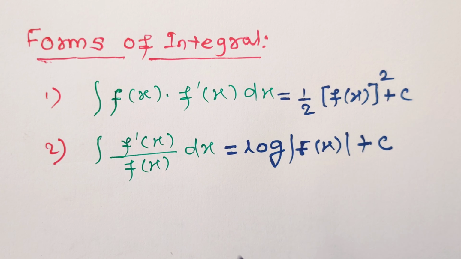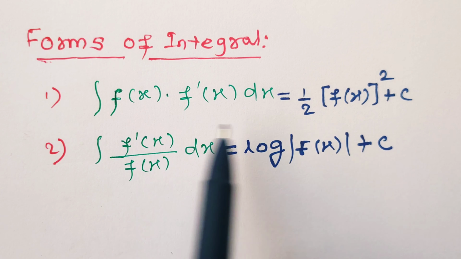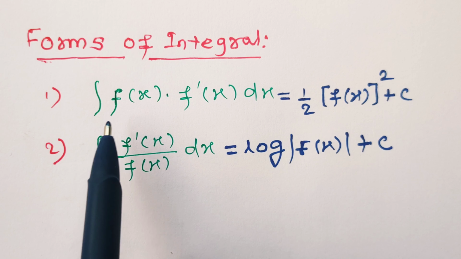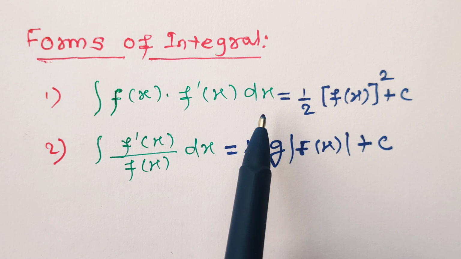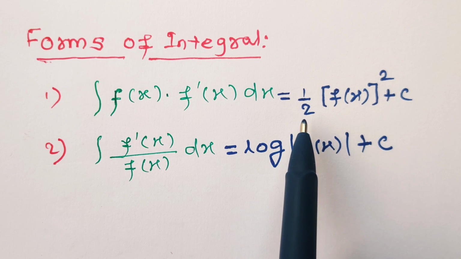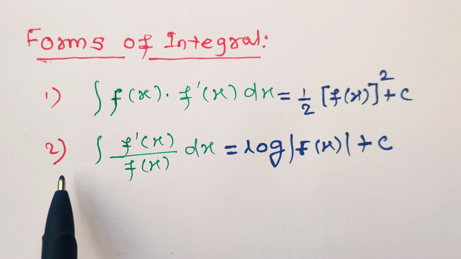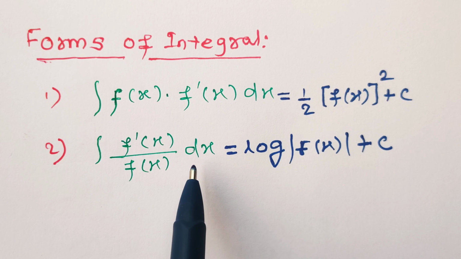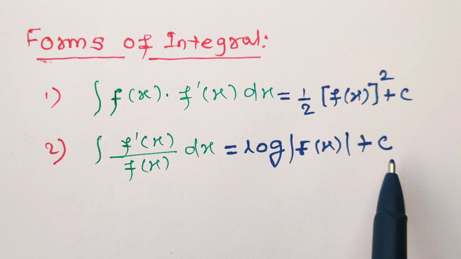Hello everyone. In the method of integration by substitution, these two forms of integrals are important. First form is integral of f(x) into f'(x) with respect to x, which is given by half of f(x) whole square plus c. And second form is integral of f'(x) upon f(x) with respect to x, which is equal to logarithm of modulus of f(x) plus c.